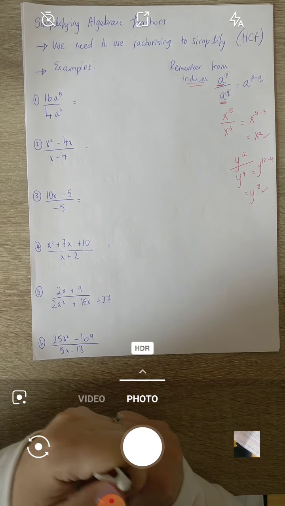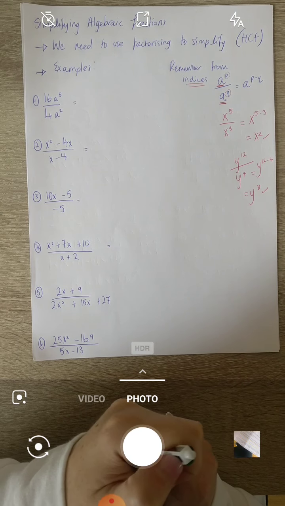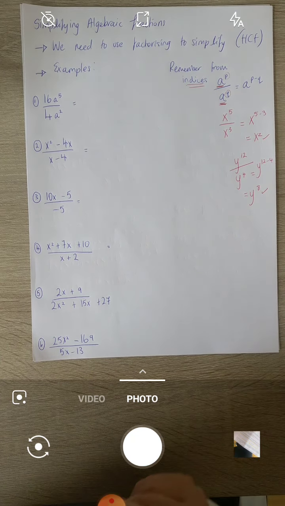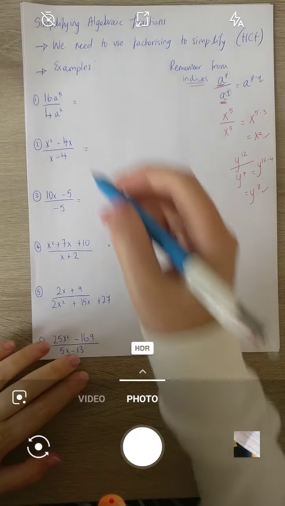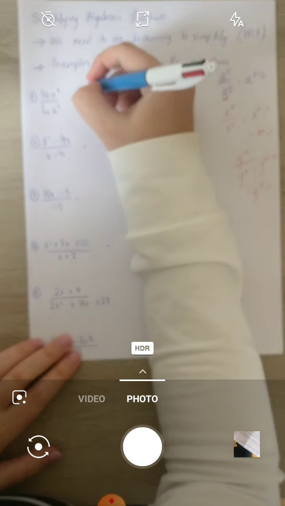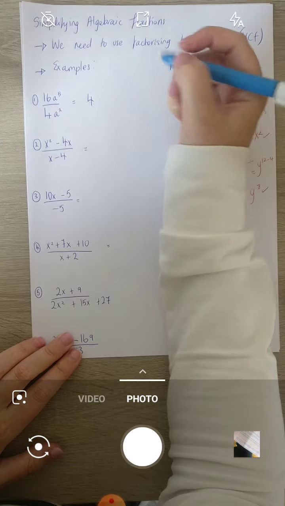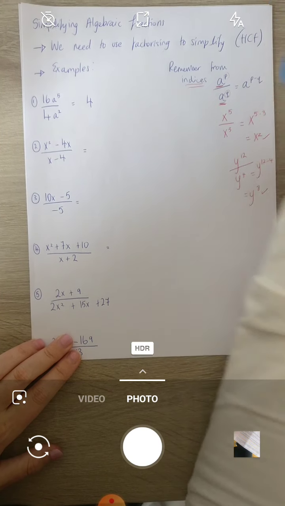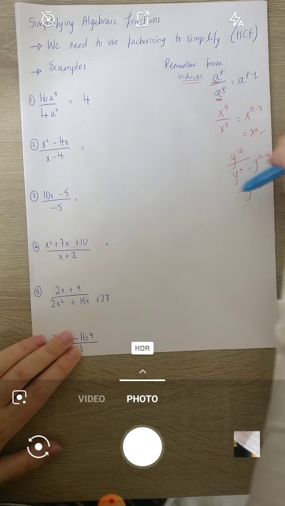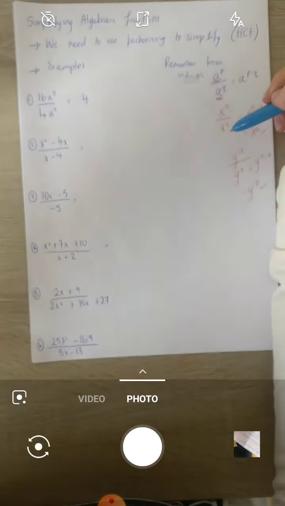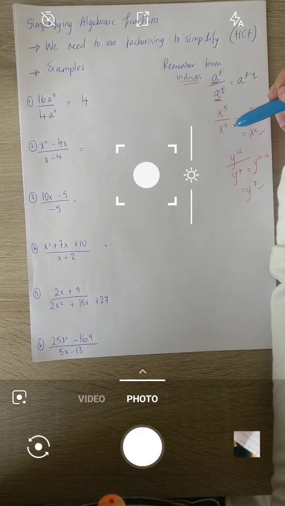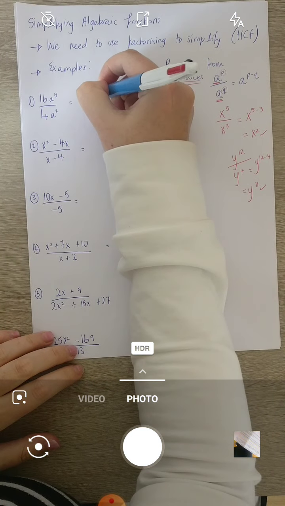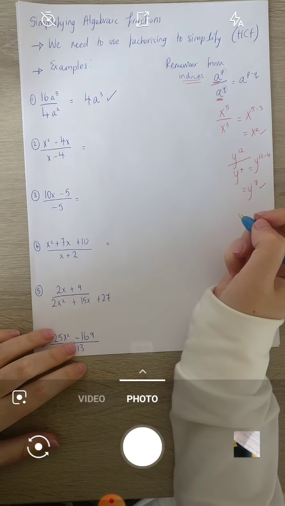So let's look at this. We're going to look at it in numbers divided by numbers, and then variables divided by variables, or letters divided by letters. So first thing I can see here is 16 divided by 4 is simply 4. A to the power of 5 divided by a to the power of 2. By using this principle, dividing our indices, what you're looking at is 5 minus 2 is 3. So our answer is a to the power of 3.